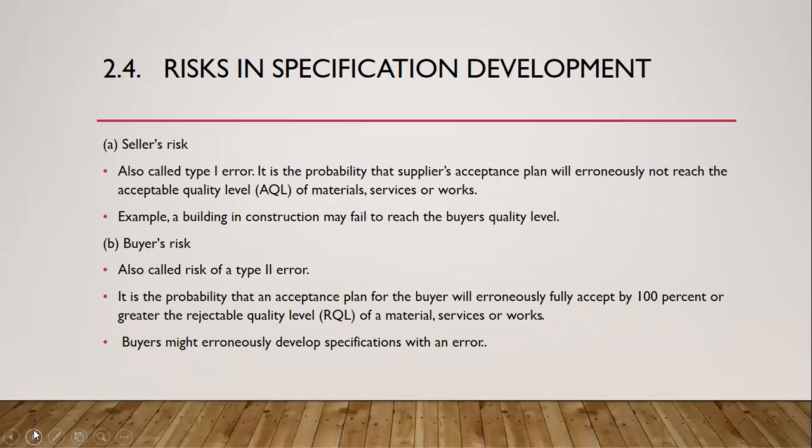So what are some of the risks that are involved in specification? The first one is the seller's risk. The seller's risk is always referred to as the type 1 error. Basically, the seller sometimes might either accept or reject your item, and that is normally referred to as the acceptable quality level of material or service. The other one is the buyer's risk, also called a type 2 error, which involves the rejectable quality level. Sometimes the buyer can reject an item based on the fact that the item did not meet the standard.